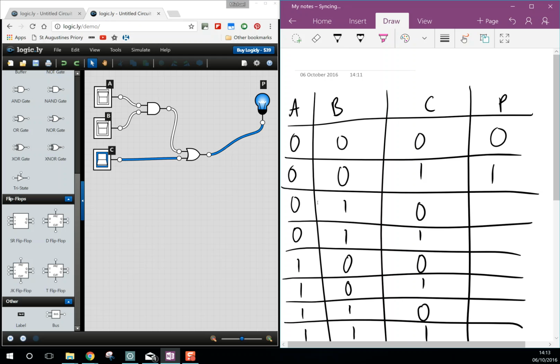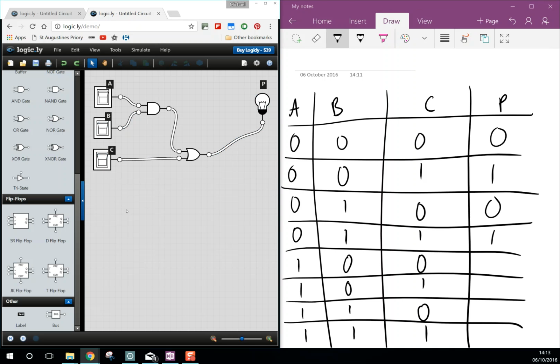In the next row, it's 0, 1, 0. So C is off, but B is on. P is still 0. And then we have 0, 1, 1. And you can see the effect on P is that it's a 1. Let's do this without the help of the software I've set up here. So let's follow 1, 0, 0.